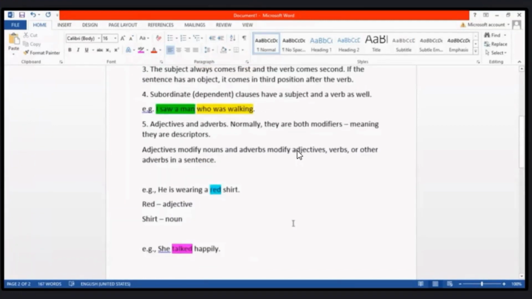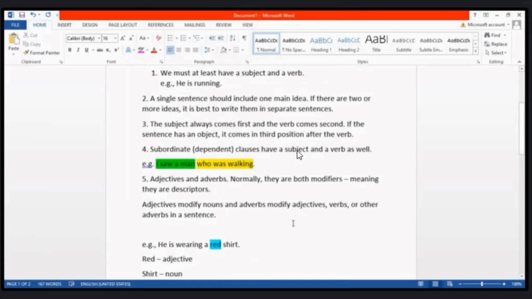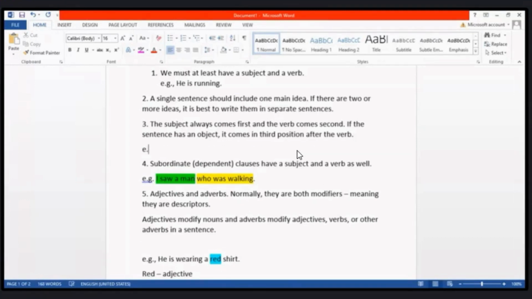So these are the five basic rules when it comes to syntax in the English language. One other example let me give you here, also just for context. Now let's say he plays football.